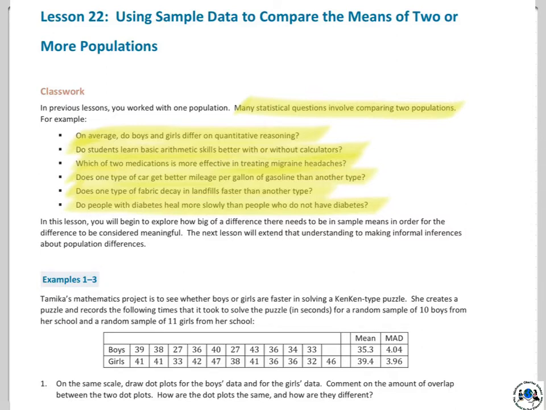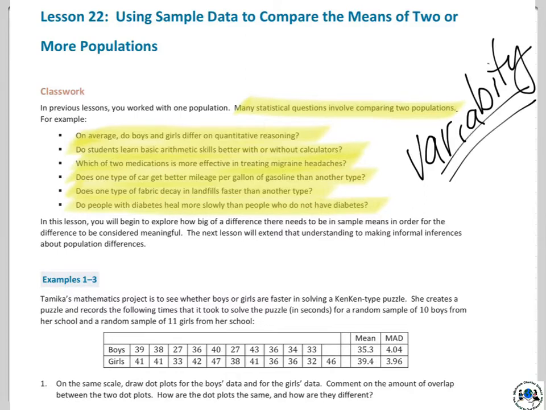In this lesson, you will begin to explore how big a difference there needs to be in sample means in order for the difference to be considered meaningful. You're always going to have variability. We know that baked into any type of statistical study is variability, which I've spelled wrong here, I missed an L and an I. Variability is baked in. It is something that we are to expect.